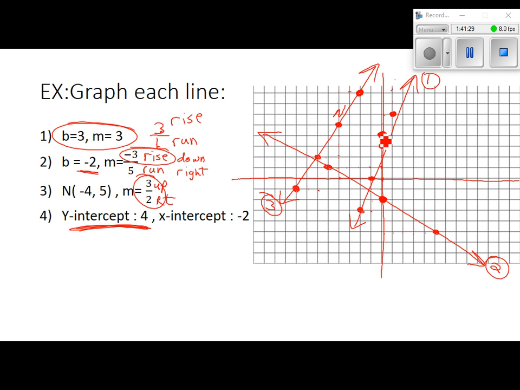The x-intercept is negative 2, so we go to where x is negative 2. That'd be right there. And we just want those two, just connect those 2 points. So that would be line number 4. Don't make this one harder than it is. You're just graphing that point, and connecting them.